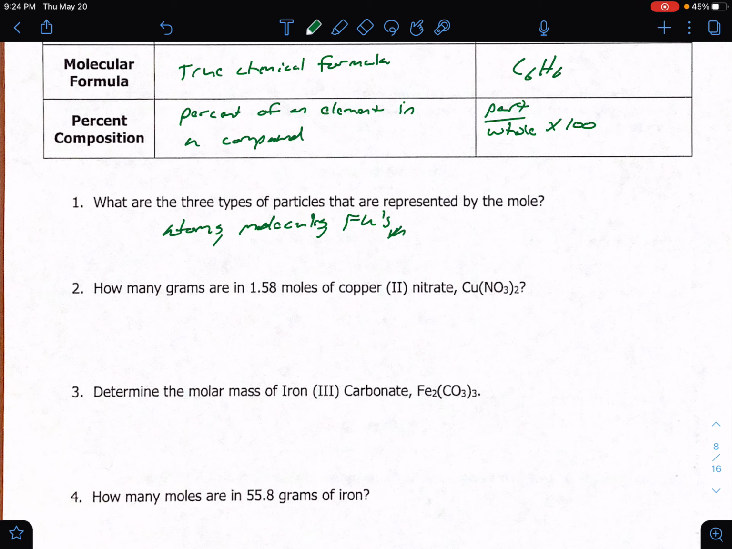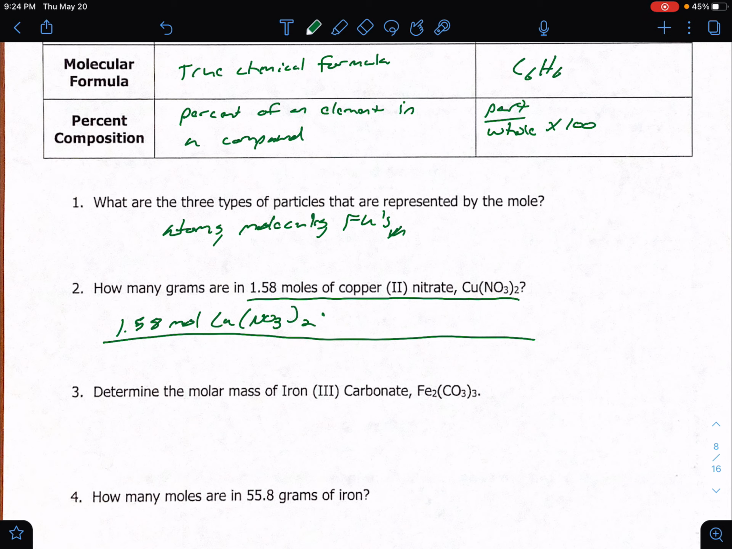2. How many grams are in 1.58 moles of copper 2 nitrate, Cu(NO3)2? So this is where we start breaking into our dimensional analysis. So we always start with what we're given. 1.58 moles of Cu(NO3)2. I'm going to draw my line. Remember this is where you carry everything but the number down to the bottom next. So I'm going to bring down moles of Cu(NO3)2. And now I'm trying to go from moles to grams, so I'm going to put grams of Cu(NO3)2 on top. I know that 1 mole equals the mass of Cu(NO3)2.